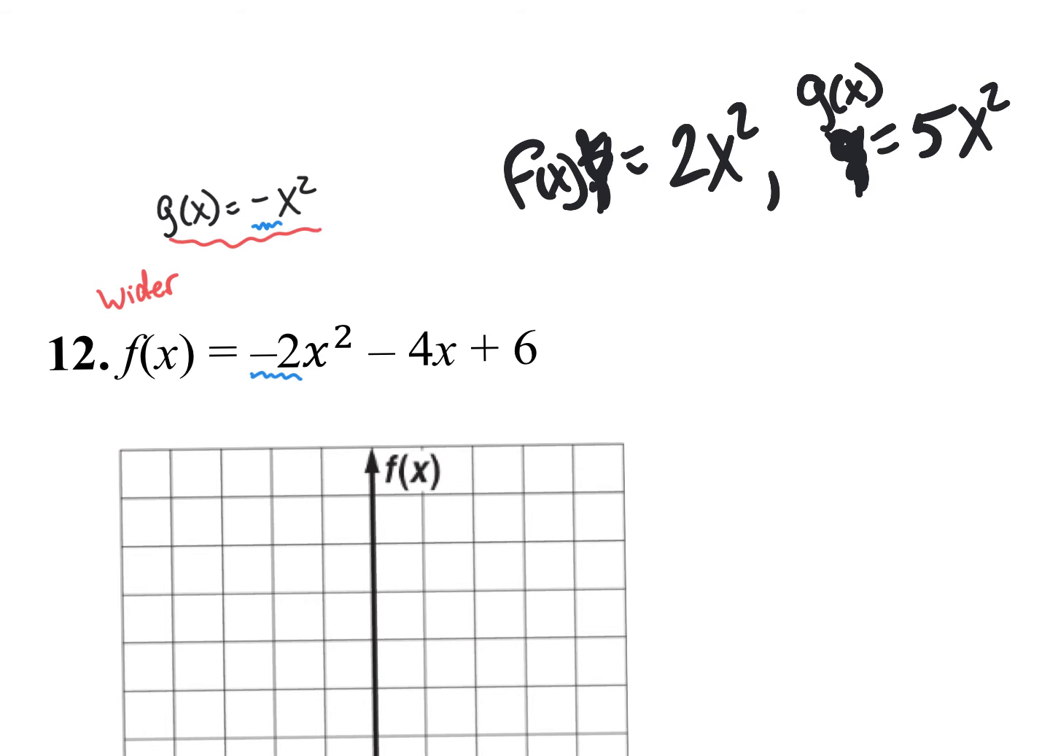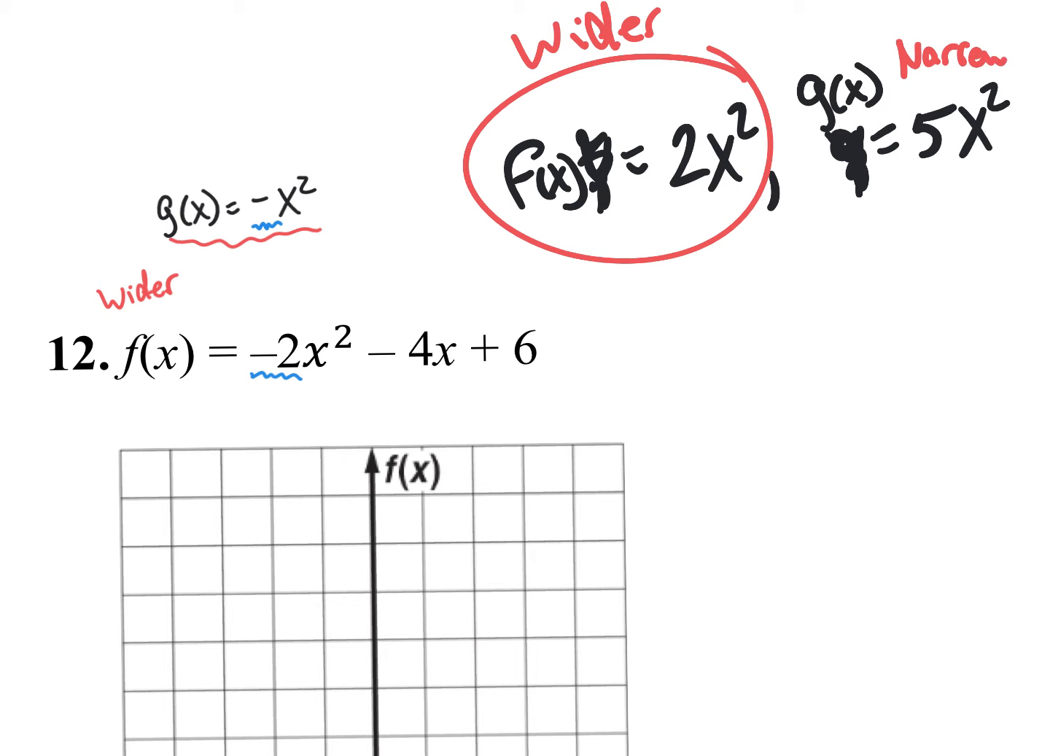Type it in right now. Count of three. 1, 2, 3. Boom. Absolutely right. Thank you. Most of us are putting f of x. That one's wider. And if you put g of x, it's okay. The fact is, when you stretch it from 2 to 5, it gets further away from 0, so it gets narrower. The closer it gets to 0, the wider it gets. So this one is wider, and this one is narrower.